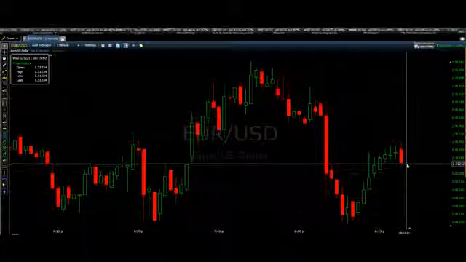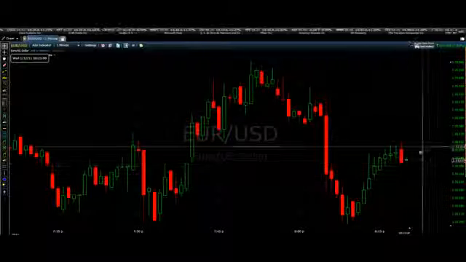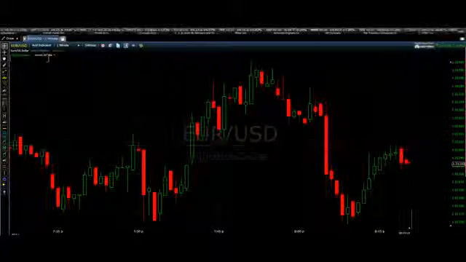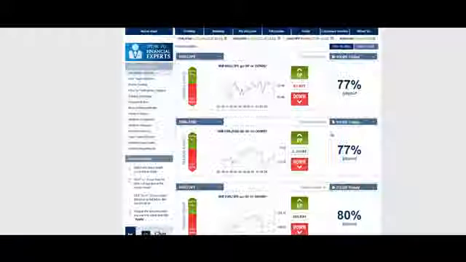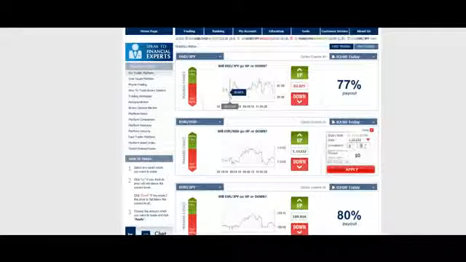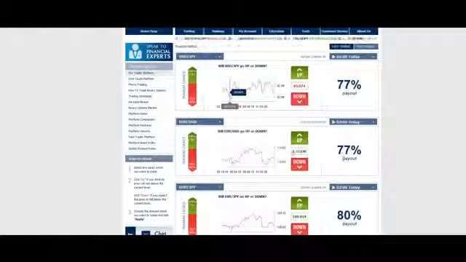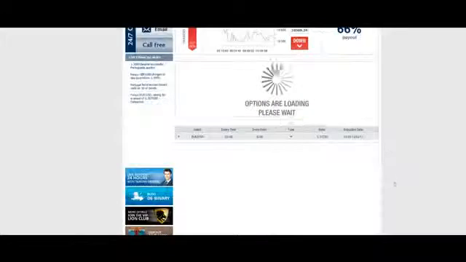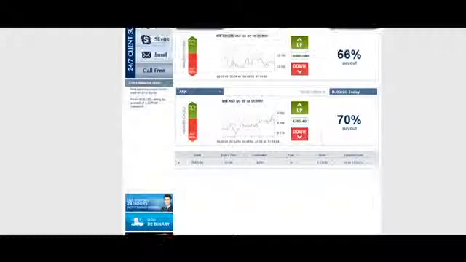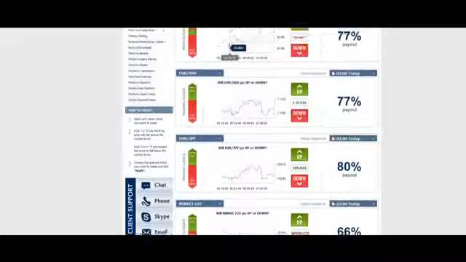So what I'm going to do is open up my trading platform, and I will be placing a put on the Euro USD for the remainder of this time. So we've got it right here, and I will be doing a $250 put. As you can see, the trade has been placed, and it looks like I got in at 1.31239. So we will see what happens with this.